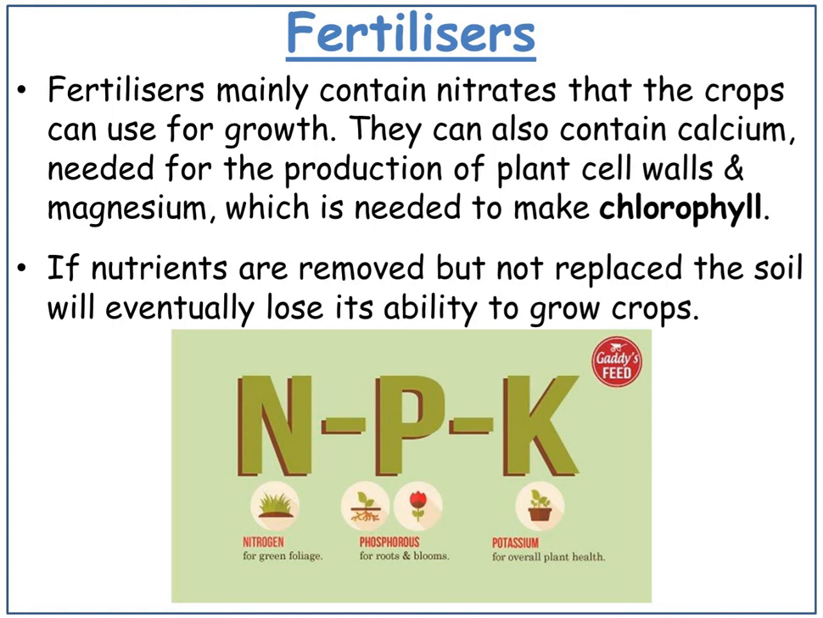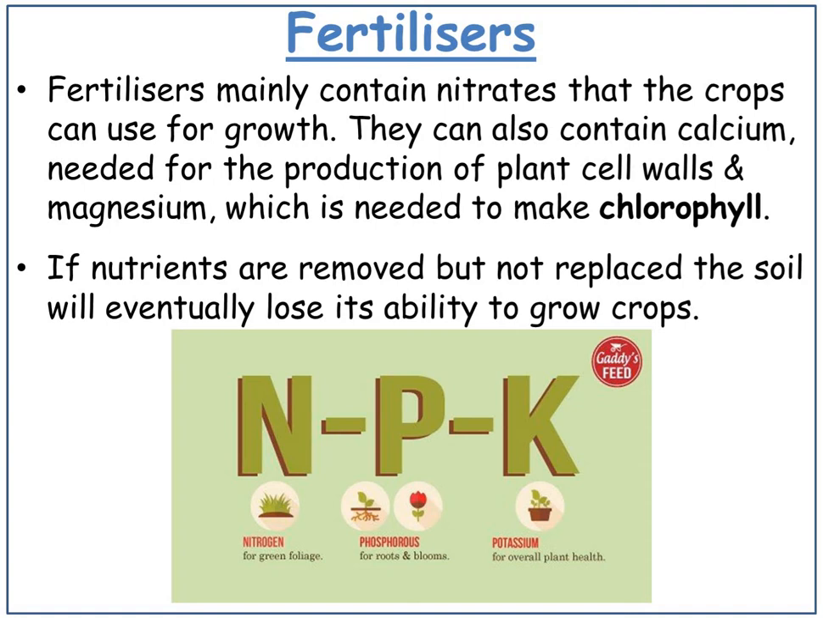Fertilisers mainly contain nitrates that the crops can use for growth, because nitrogen is needed to make amino acids to make proteins. They can also contain calcium, which is needed for the production of plant cell walls, and magnesium, which is needed to make chlorophyll. They might also contain phosphorus for the roots and the blooms, and potassium for overall plant health.